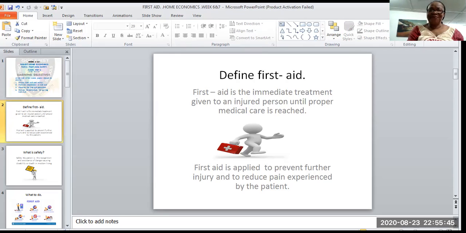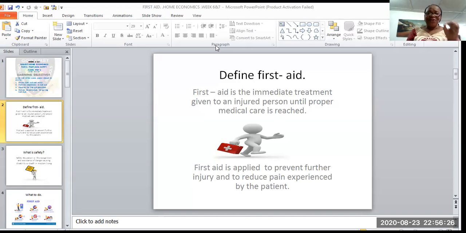What do I say? First aid is what? Is the immediate treatment given to an injured person, given to someone that is injured until proper medical care is reached. The first thing you do when you find out that somebody is injured is the first aid. The first attention of treatment that you give a person that is injured is first aid.